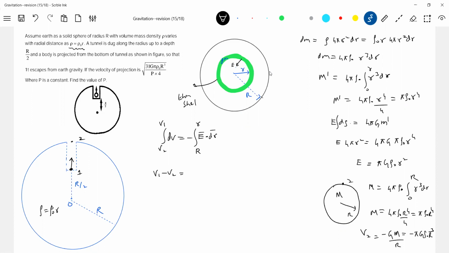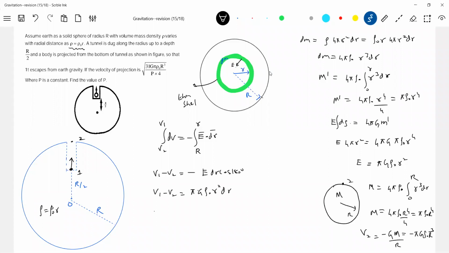Angle between E bar and dr bar. E bar will be radially inward and dr will be radially outward, so the angle will be 180 degrees. So this will be E dr cos 180. What is the value of E? Pi G rho naught R square dr.